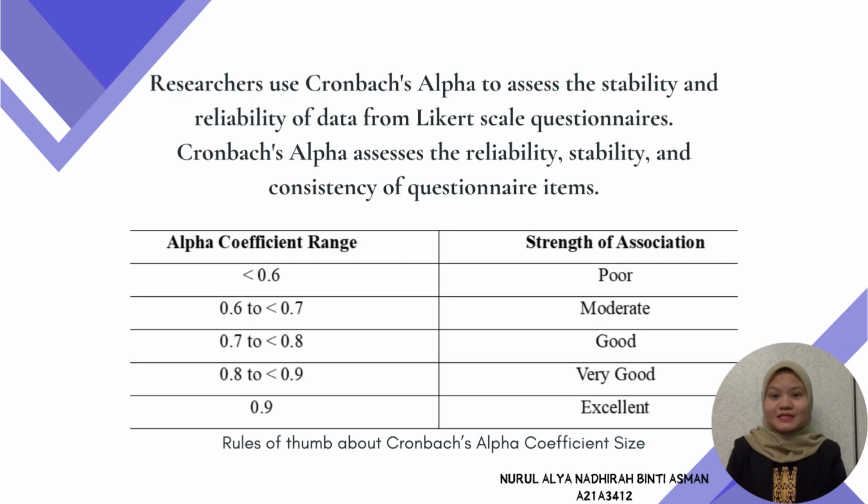Reliability analysis is essential for assessing the consistency of items in a scale, particularly in Likert scale questionnaires. Cronbach's alpha is used to measure this reliability. A value of 0.9 or above indicates high reliability, while a value below 0.60 suggests poor reliability.